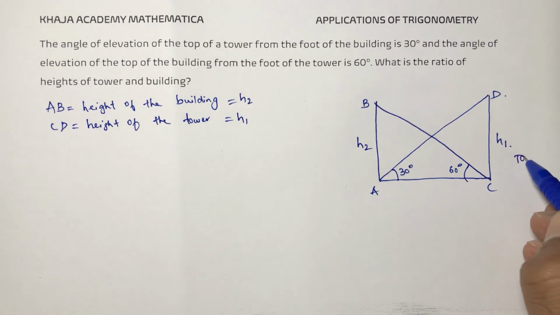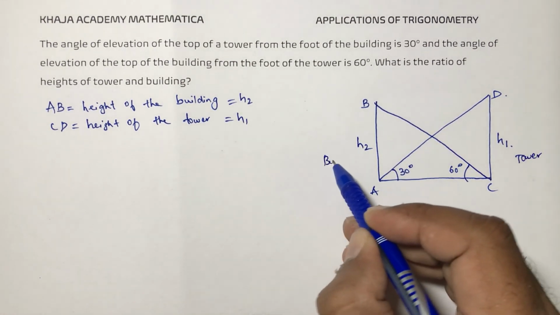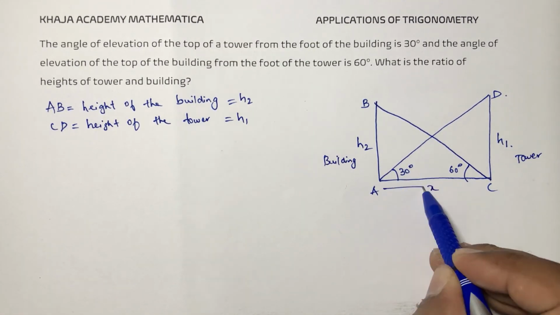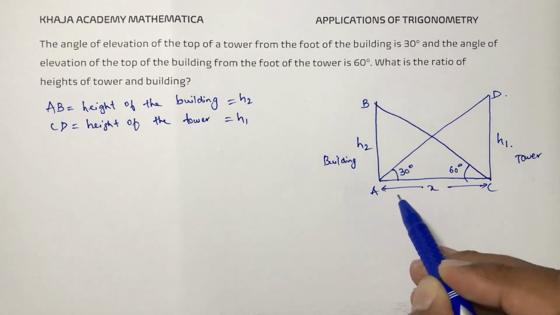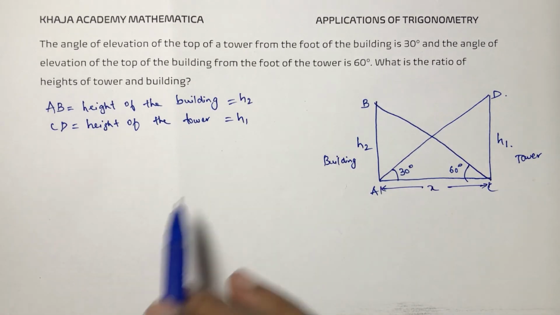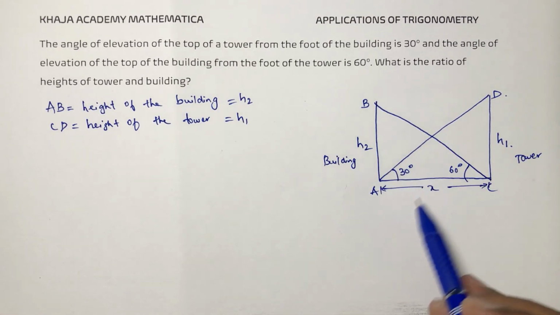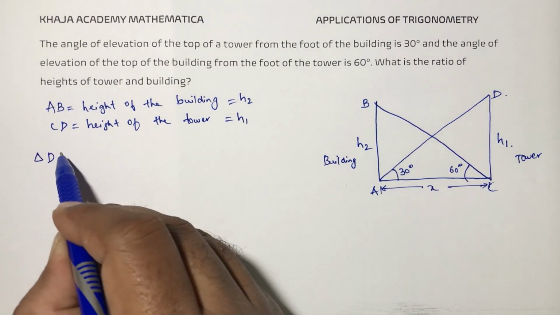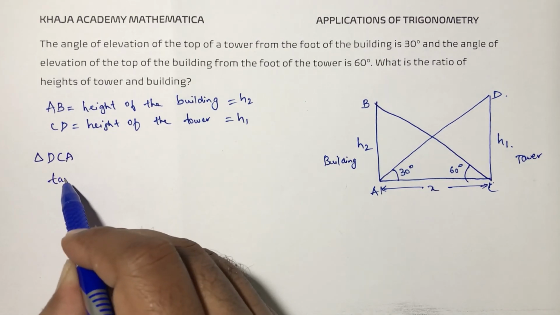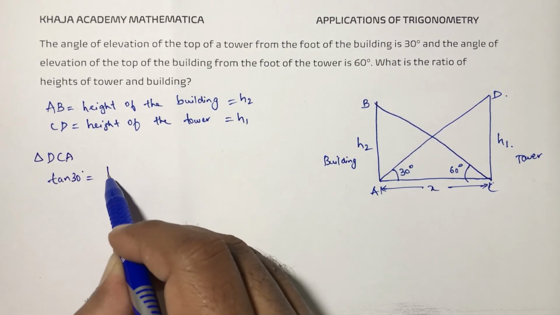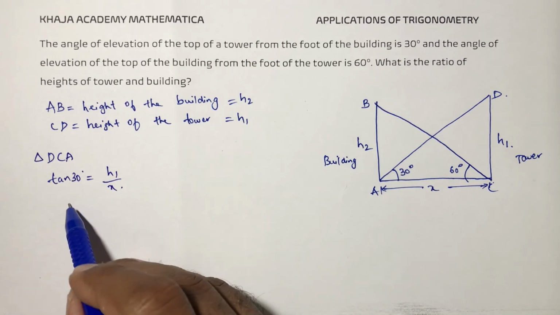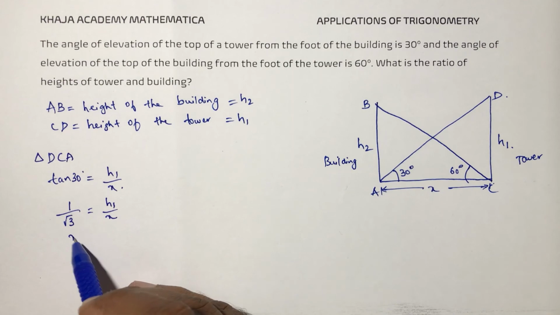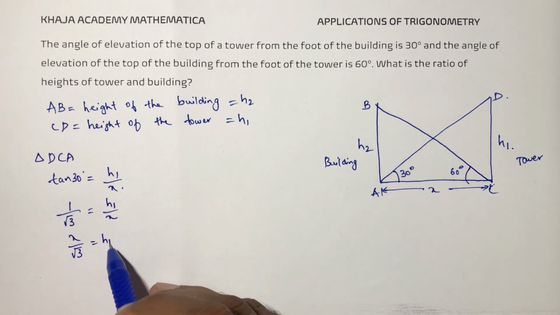So this is tower. This is building. AC I'll consider as X. Now take two triangles. First take triangle DCA. Tan 30 is H1 by X. Tan 30 value is 1 by root 3. So 1 by root 3 is H1 by X. So X by root 3 is H1.